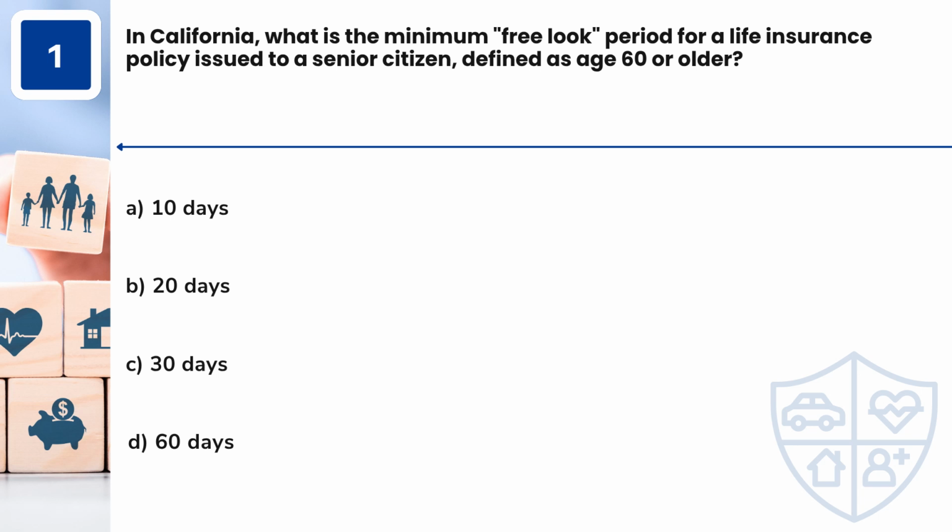Question 1. In California, what is the minimum free look period for a life insurance policy issued to a senior citizen, defined as age 60 or older? A. 10 days. B. 20 days. C. 30 days. D. 60 days.